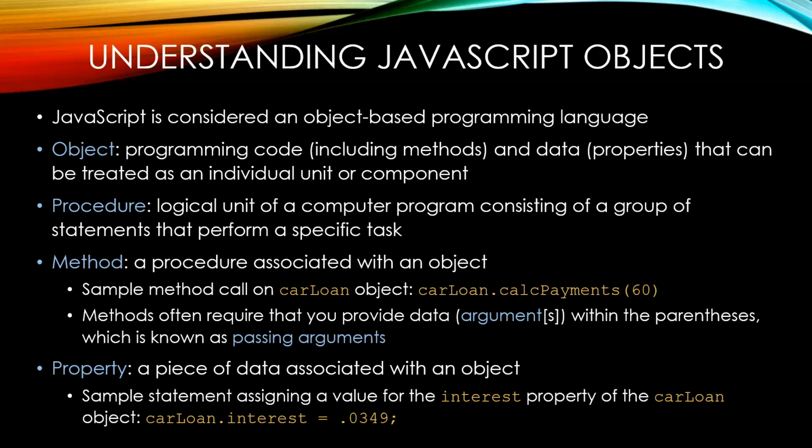A property, on the other hand, is a piece of data associated with an object. So an object's thing, such as cost, interest, value. So for this, we can say that we are going to have a simple assignment statement, putting a value for interest for the object car loan. And so my carLoan.interest can be equal to 0.0349.